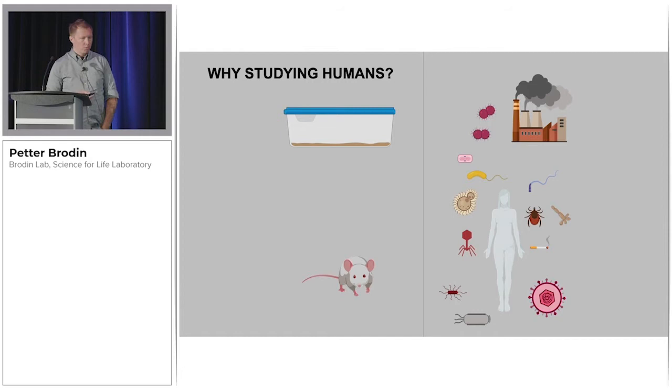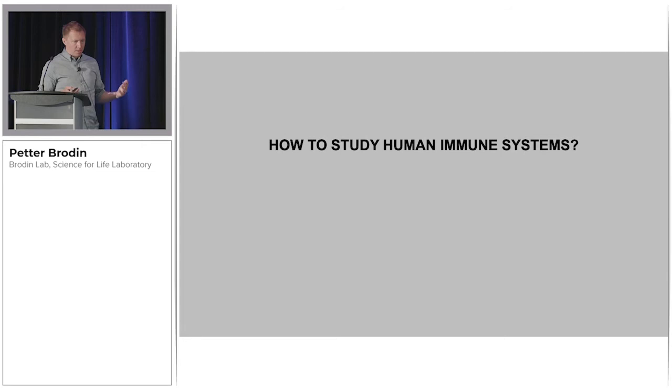Humans live in a dirty world with a bunch of microbes and pollutants and other things. It's a really complicated environment to study. Humans are also obviously very diverse genetically. So there are definitely challenges in studying humans, but the possible rewards are also great. So how, then, should we do this?